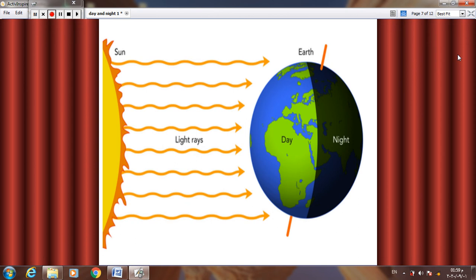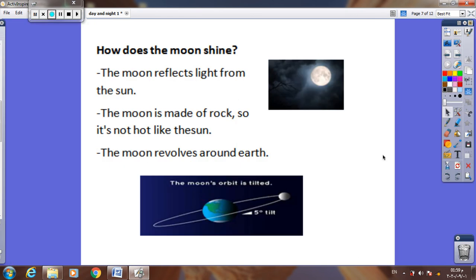Primary 2. We said that the Moon revolves around Earth, right? The Moon revolves around Earth, and we can see the Moon in the sky at night. When we see the Moon, we can see it shiny, right? But the Moon is made of rock. It's not hot or shiny like the Sun. But why can we see the Moon shiny?